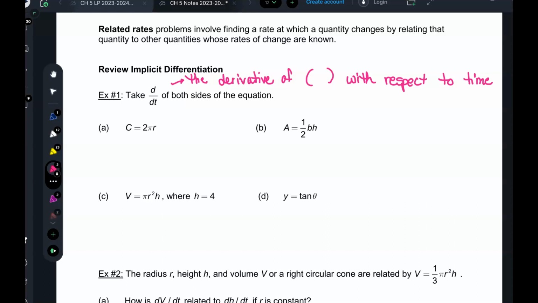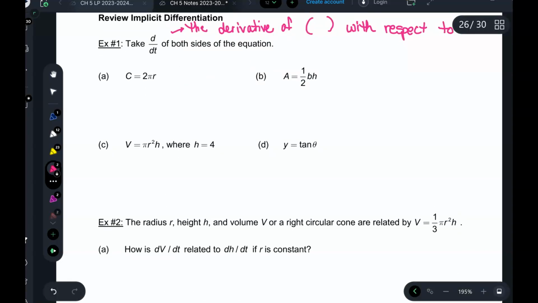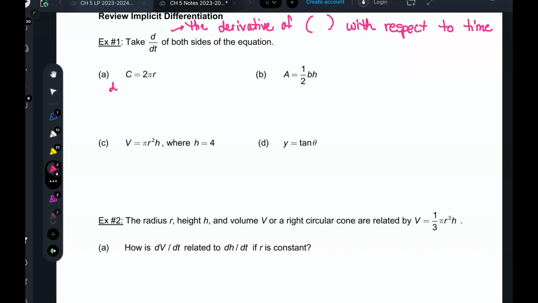Now remember when we did implicit differentiation, sometimes you would want to leave it like dy dx and sometimes you do y prime. This is why I tell you it's very important to leave everything as d dt of something. Okay, so we're going to take d dt.